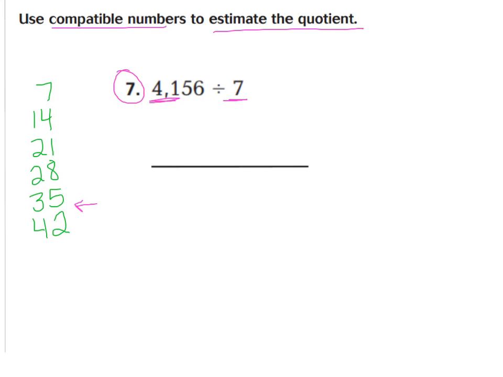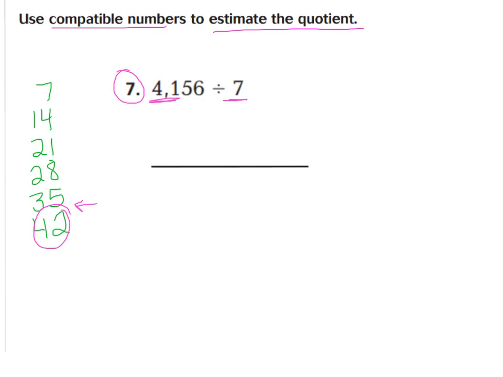Okay, I wrote my multiples of 7 down here, and I saw that I can use 35 or 42 as my compatible number because 41 did not show up in one of my multiples. So I'm going to think, which one is closer to 41, 35 or 42? You guessed it, it's 42.